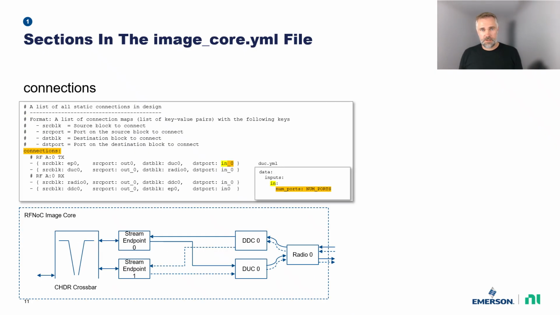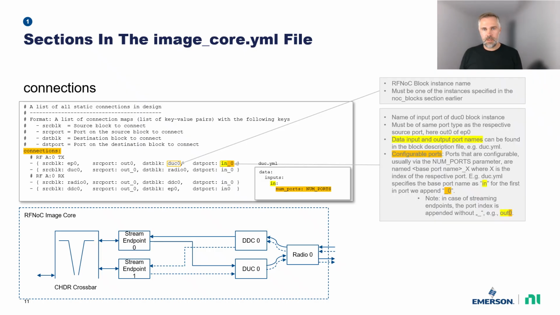In the connections section, we define the static connections between the different NoC blocks. Each line represents a unidirectional connection between 2 NoC blocks. Source block and destination block names reference the unique block instance names defined in the NoC block section. We also need to define the data port names and add an index suffix to input or output ports for blocks that are configured to have multiple ports.